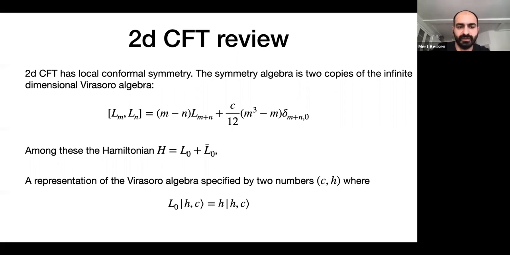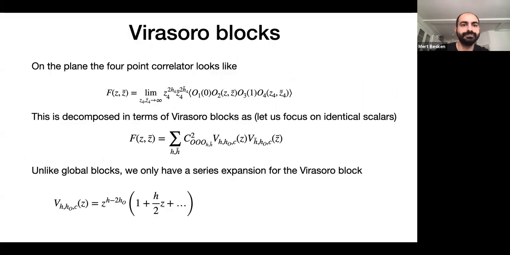You all know 2D CFT has a local conformal symmetry. And the symmetry algebra is two copies of the infinite dimensional Virasoro algebra, whose modes I have written here and the commutation relations. Among these, we have the Hamiltonian on the cylinder, which is L0 plus L0 bar. A representation of the Virasoro algebra is specified by two numbers, the central charge and the dimension h, which is the eigenvalue of this L0 operator.